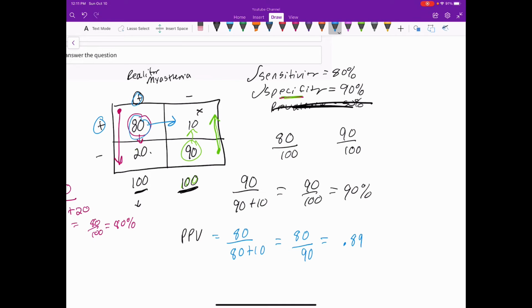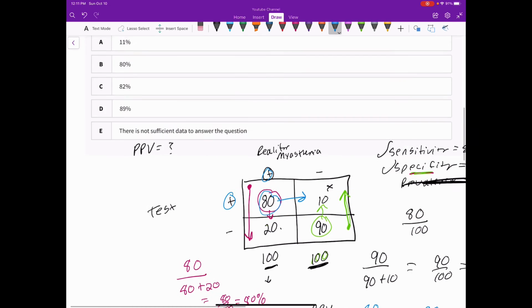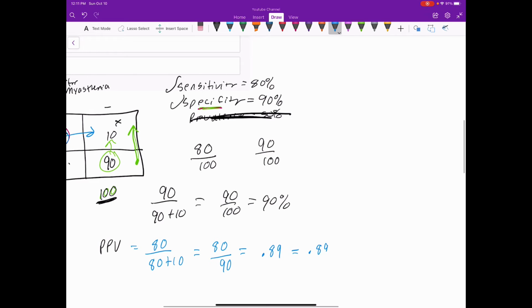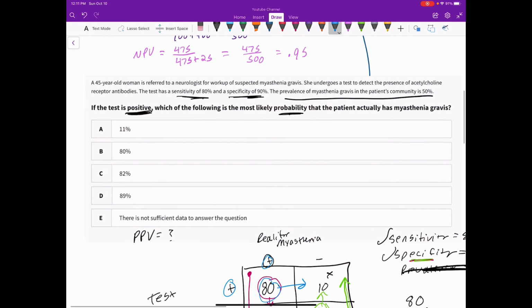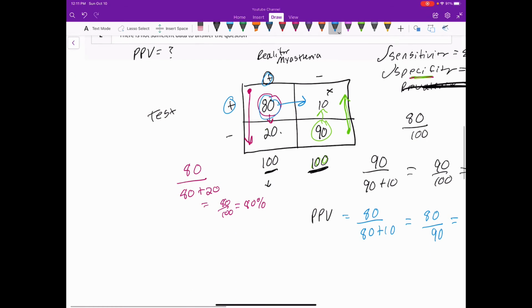Okay, so 80 over 90 is going to equate to 0.89. If the stem or the question is given to you in percentages, you know you multiply by 100. So you do 0.89 times 100 equals 89%. That's why I like doing things in hundreds, because you just multiply or divide by 100 to get back to your starting point. Okay, so we're at 89%. So the answer is going to be what? 89%.